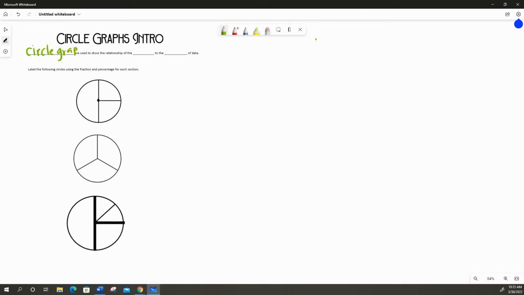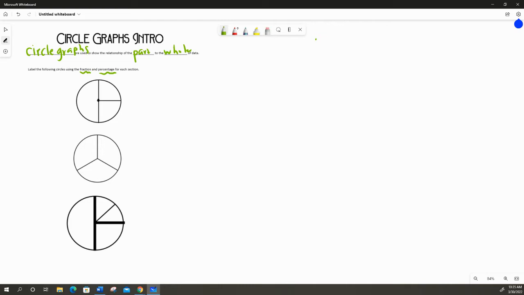Circle graphs are used to show the relationship of the part to the whole of data, okay? So circle graphs are always going to show you your part to your whole. And when we think of that, we start thinking about fractions again, as well as percentages. Now remember, with fractions, you always want your part on top, and then your whole is going to be represented on the bottom.